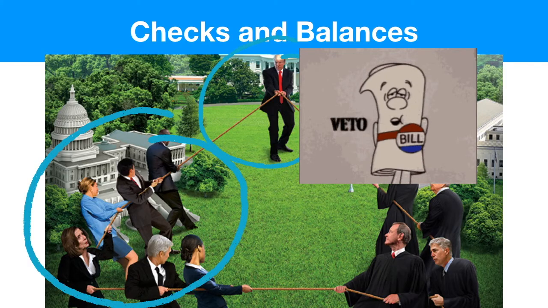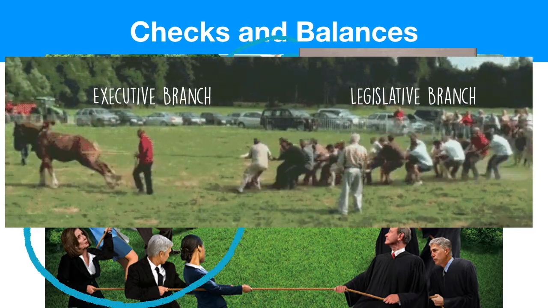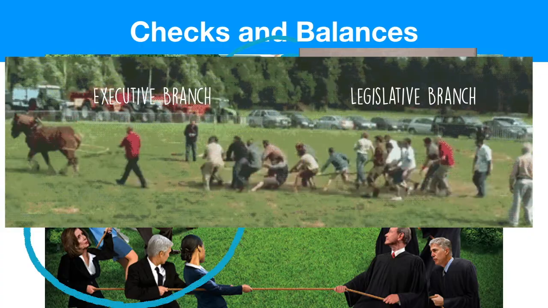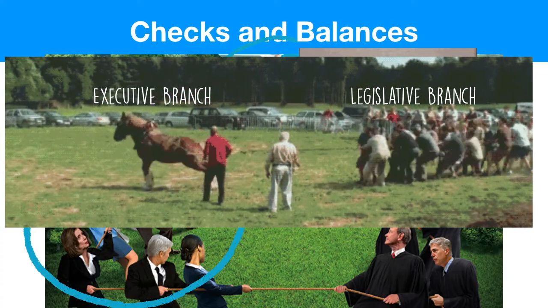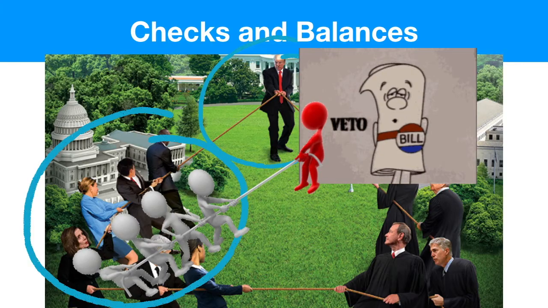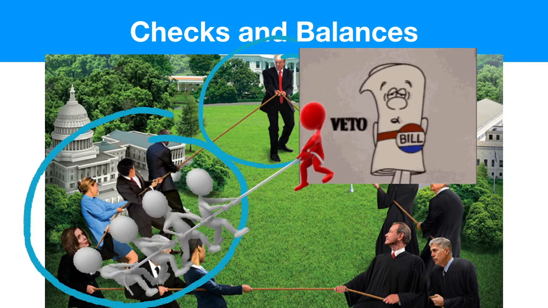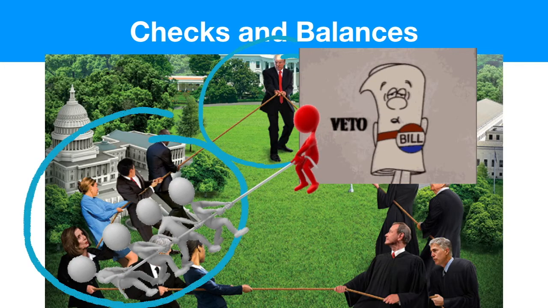Now, if he vetoes a bill, that's checking the power of the legislative branch. The Founding Fathers wanted each branch to have this kind of power to stop the other branch from doing something potentially terrible. Now, Congress can also check the power of the president. They're not completely powerless in this situation. They can do something that's called an override.